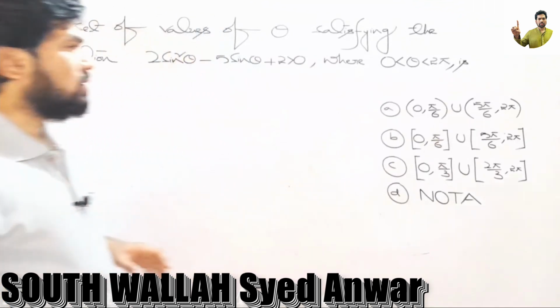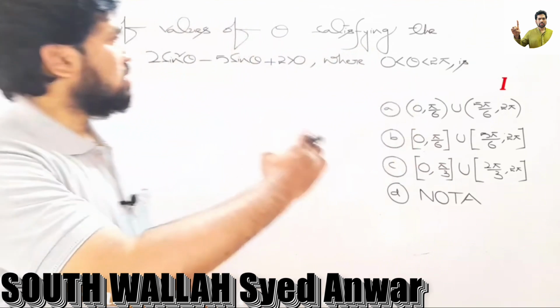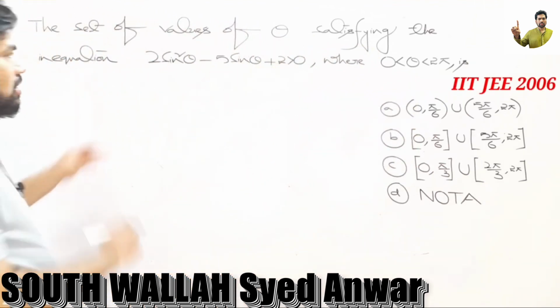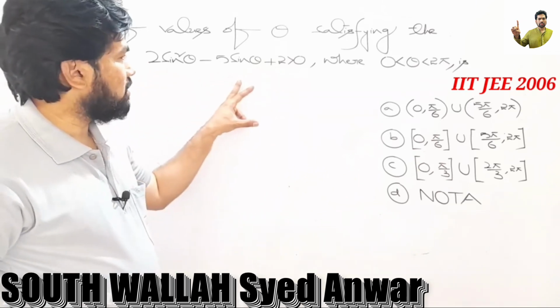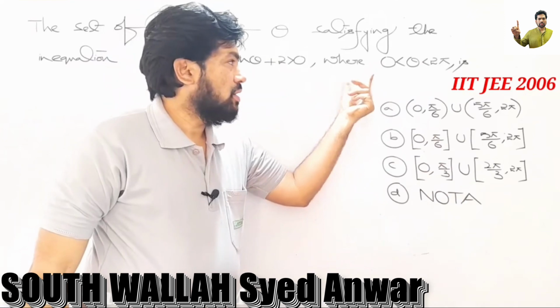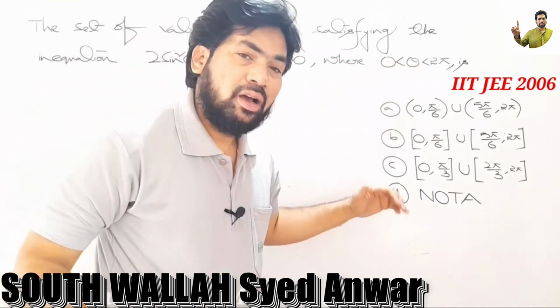Now let us go to discuss another question. The set of values of theta satisfying the inequation 2 sin square theta minus 5 sin theta plus 2 greater than 0, where 0 less than theta less than 2 pi is. These are the 4 options.